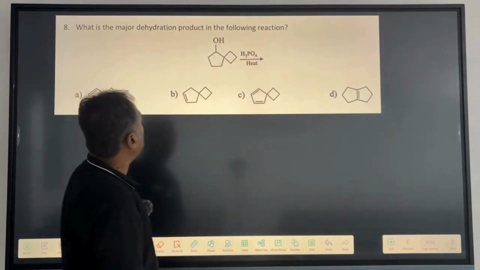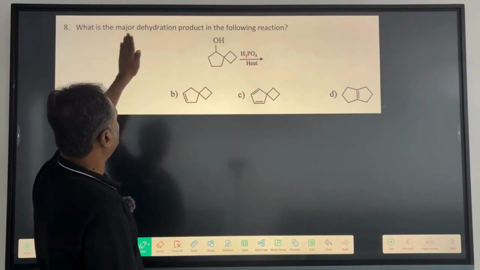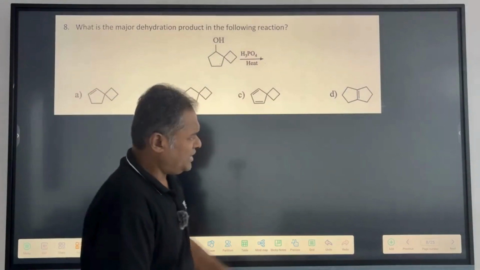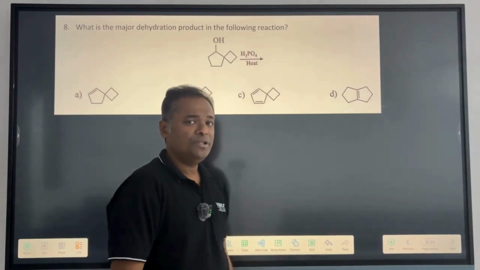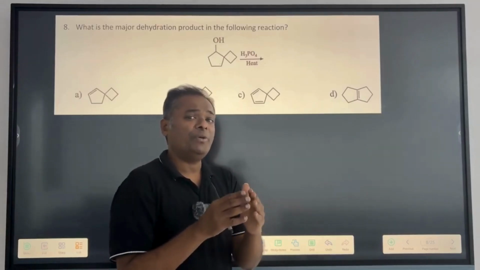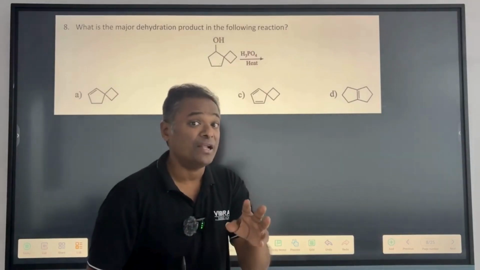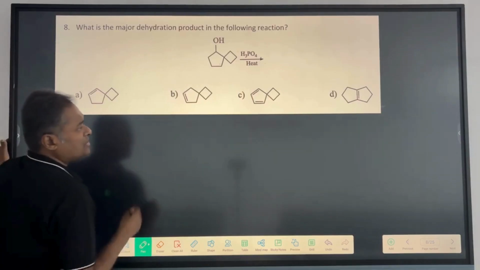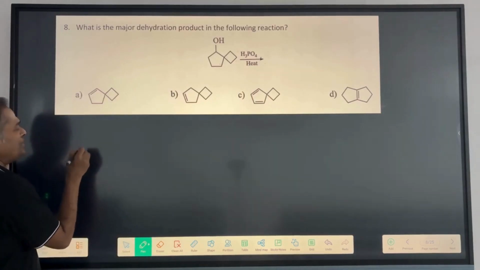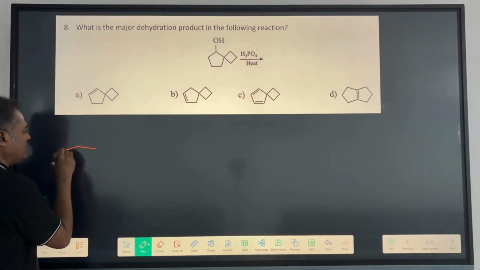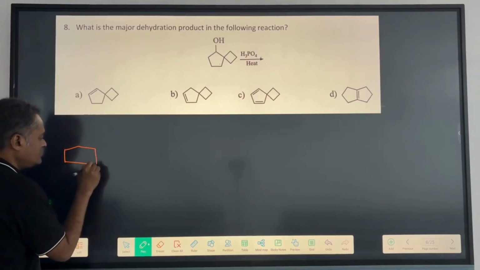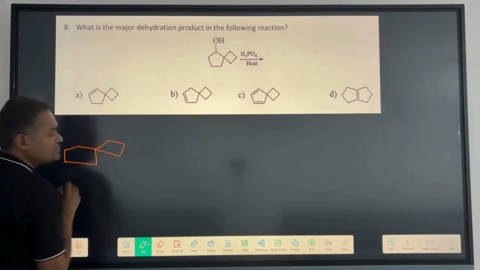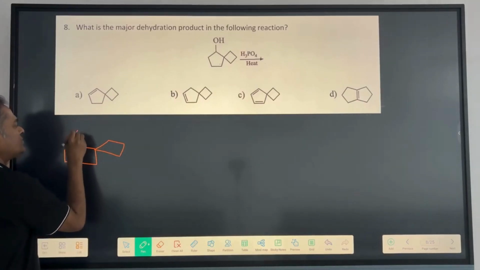The next question is: what is the major dehydration product in the following reaction? I hope you must have understood the question. This example would be a ring expansion, but let's understand that by this example. I will take the example on the screen, where I have got a 5-membered ring which you can see clearly, having another ring which is a 4-membered ring, and having over here OH.